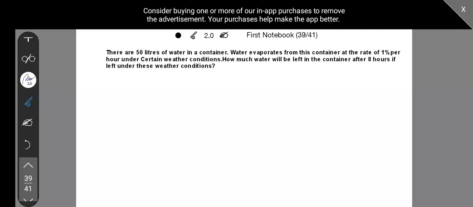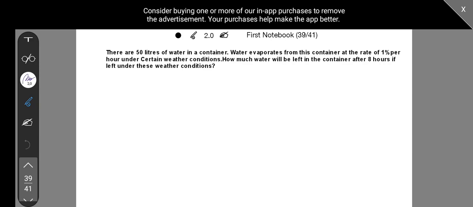In this lesson, we'll be solving a practice problem. This is a real-life application of sequences and series, and we are using percentages as we introduced them in the last lesson. There are 50 liters of water in a container. Water evaporates from this container at a rate of 1% per hour under certain weather conditions. How much water will be left in the container after 8 hours if left under these conditions?